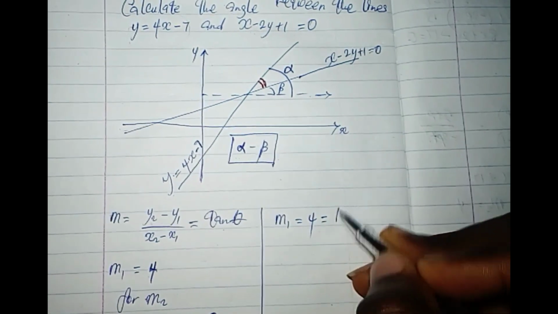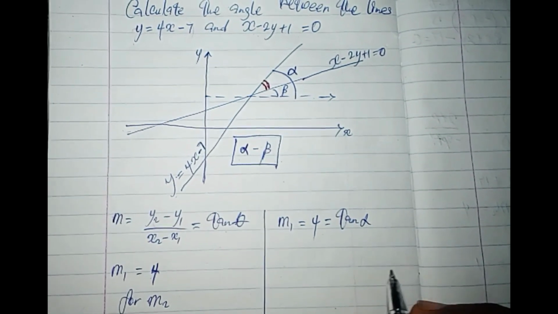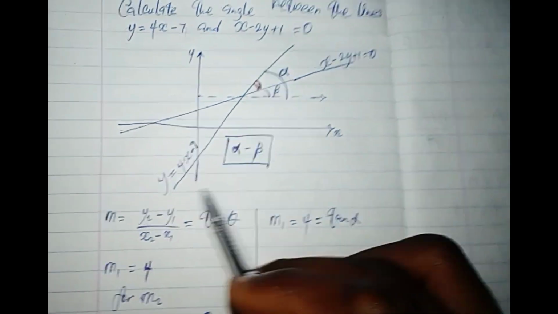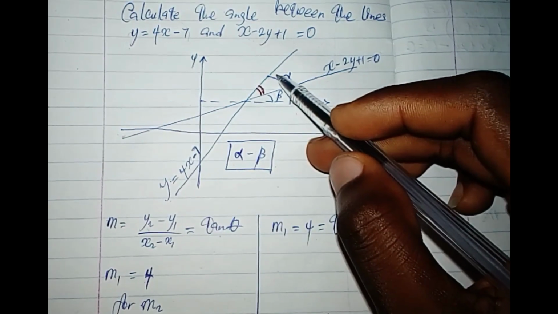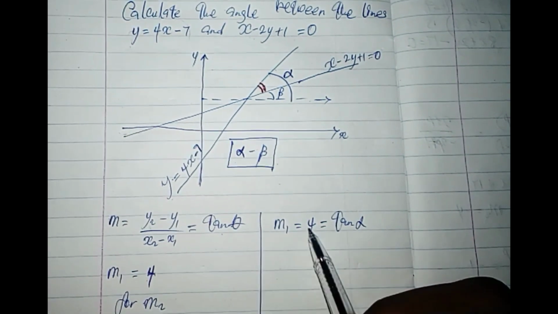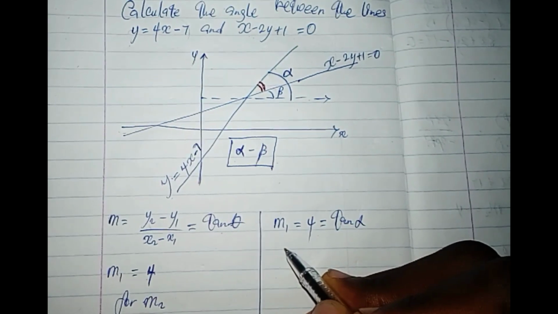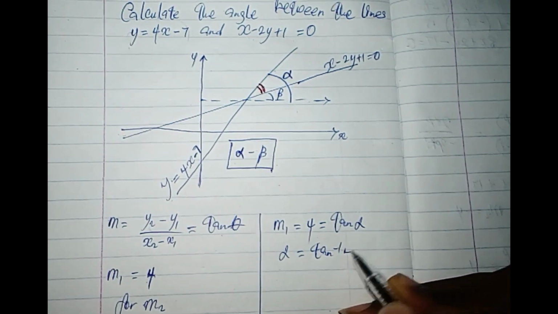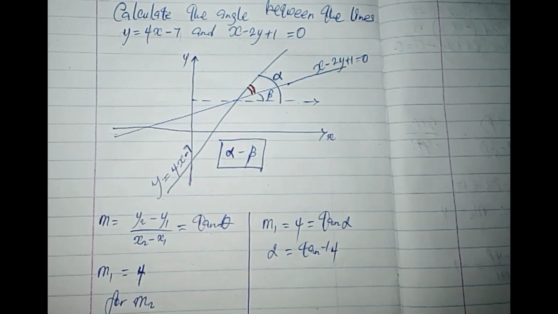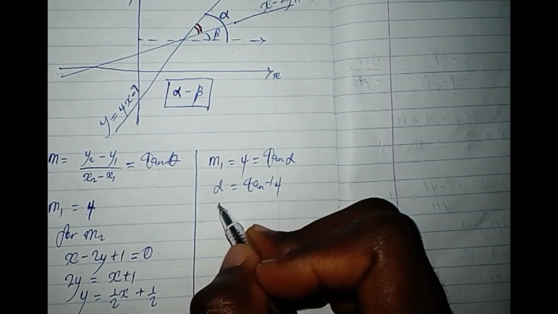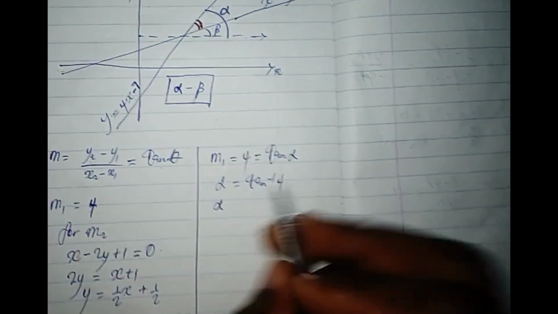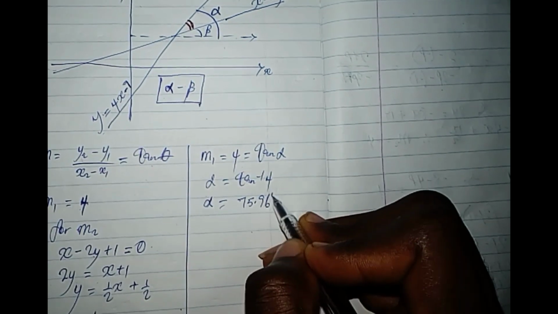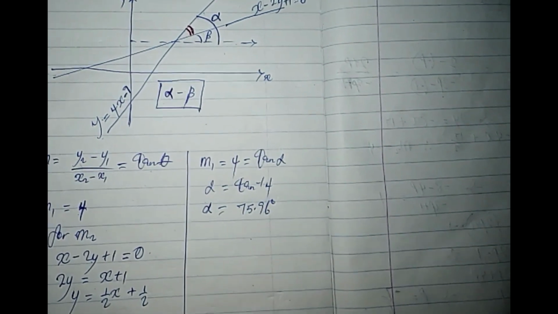So 4 is equal to tan alpha. Mind you, don't use beta because beta is for the second line. The first line makes alpha with the horizontal axis, so we use 4 equals tan alpha. So alpha should be equal to the tan inverse of 4, right? And tan inverse of 4, which is our alpha now, from calculator, I got approximately 75.96 degrees. So that is our alpha.